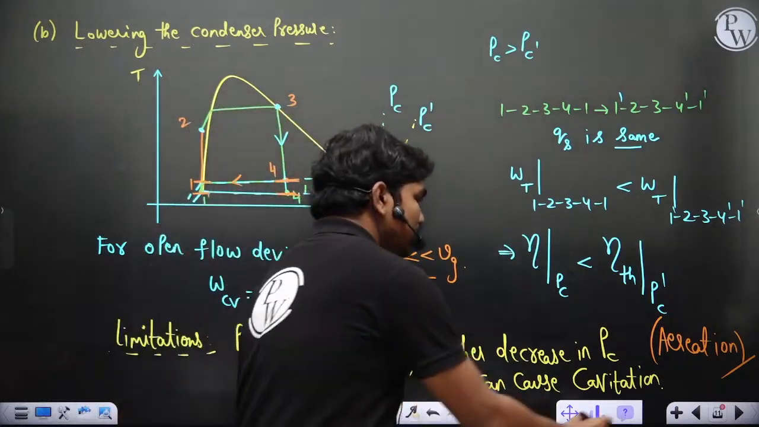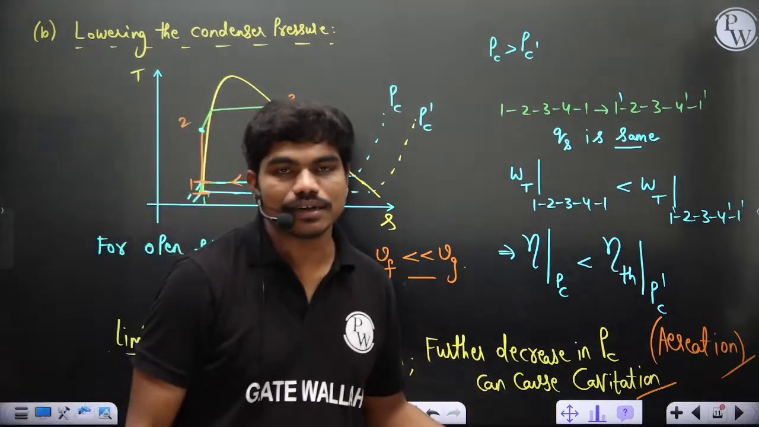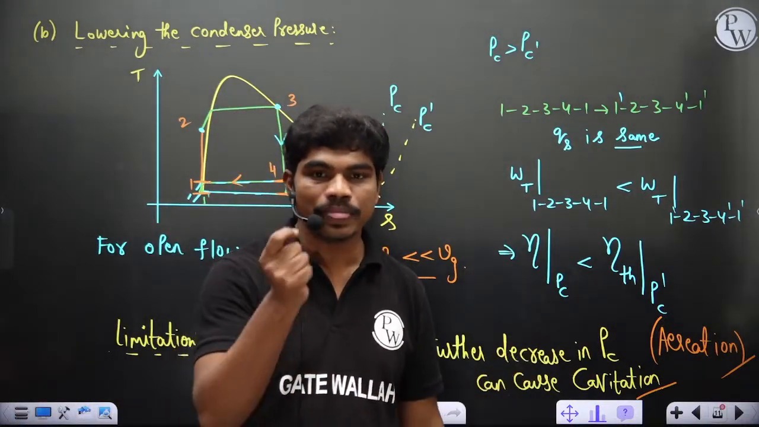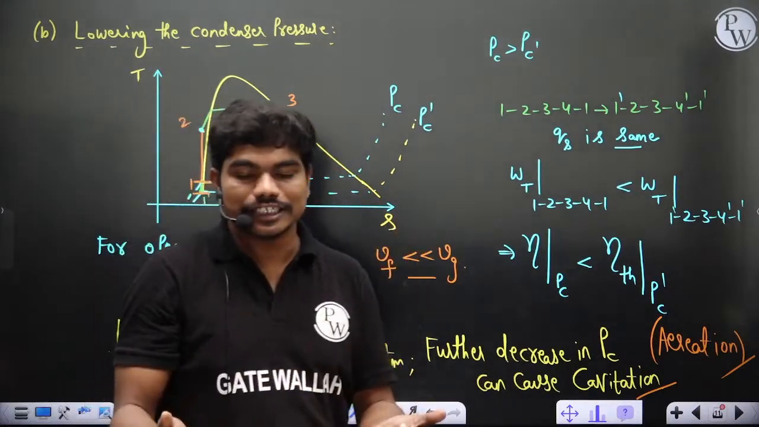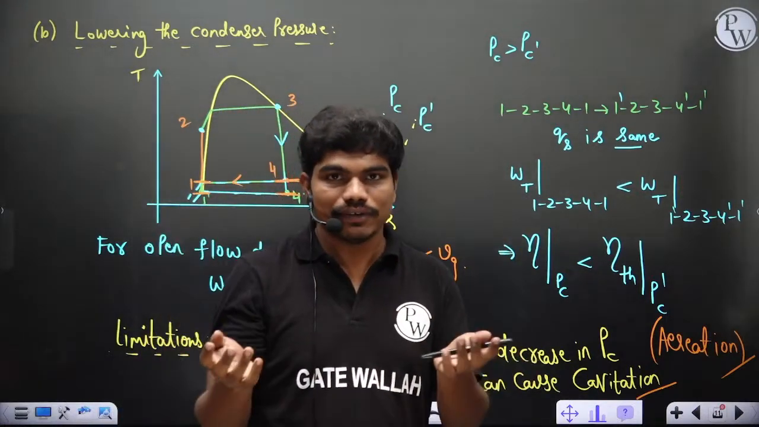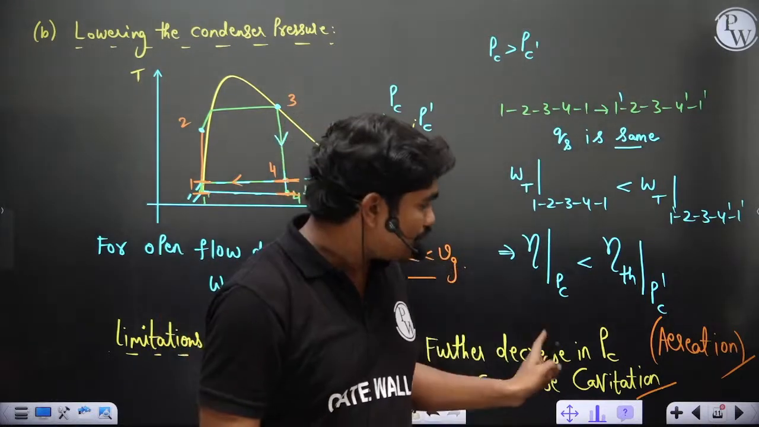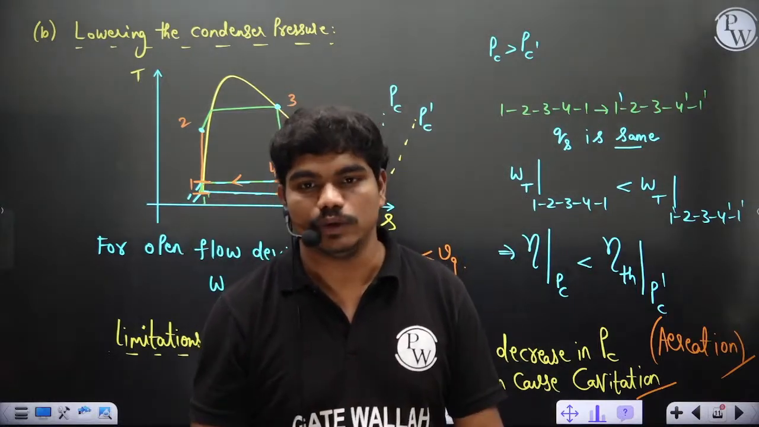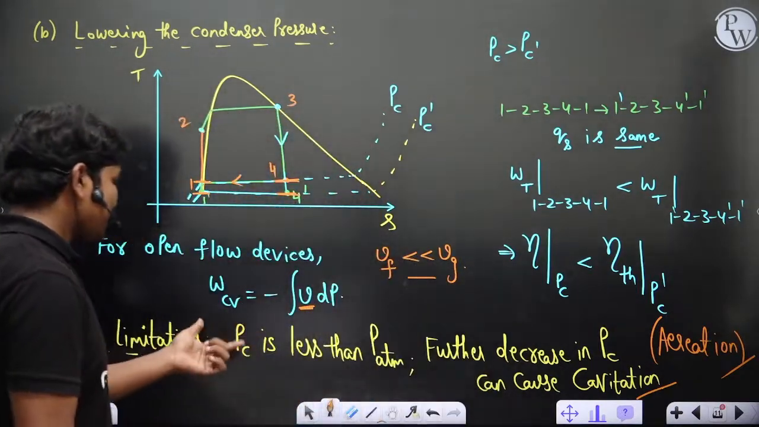But if you see, decreasing PC further can lead to cavitation, and you know cavitation is nothing but boiling of water at normal room temperature conditions, and that creates blockages in condenser tubes. Normally condensers are heat exchangers. If it's a shell and tube kind of heat exchanger, this cavitation will cause drastic damage to the tubes, and the heat exchanger doesn't function anymore, so the condenser will get destroyed itself. So that's why this cannot be done.